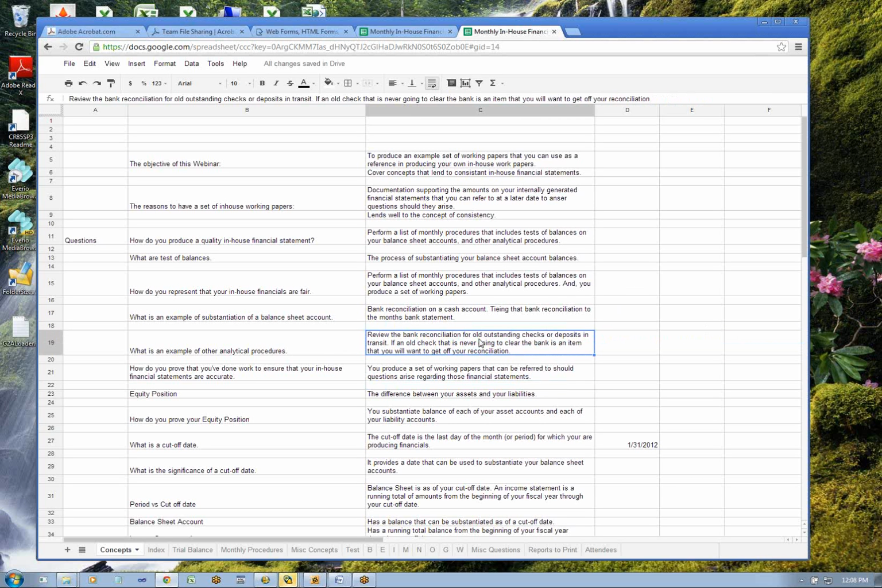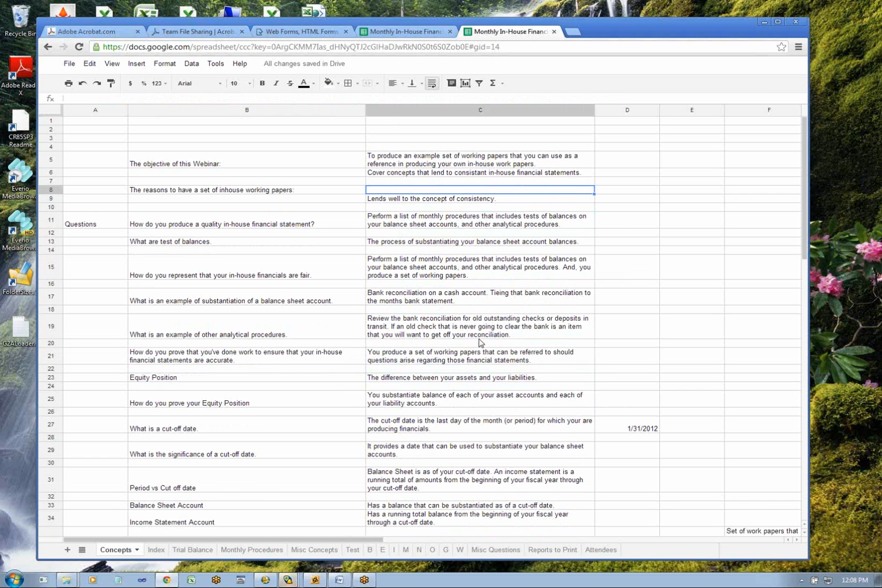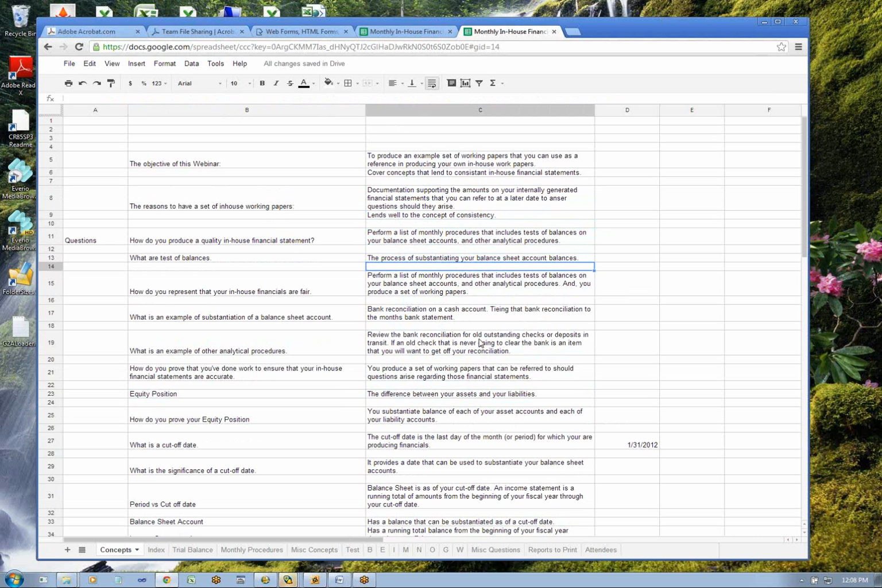So let's say you've got $5,000 in checks that are a year old, which is not all that uncommon if you're not trying to clear those off on a regular basis. And so your bank reconciliation, even though it might tie to your bank statement and your general ledger, is really wrong by $5,000, right? So how do you prove that you've done work to ensure that your in-house financial statements are accurate? You produce a set of working papers that can be referred to should questions arise. So I guess we already had that question. Okay, we'll just leave it in there.